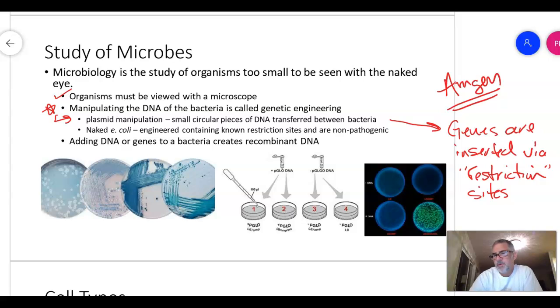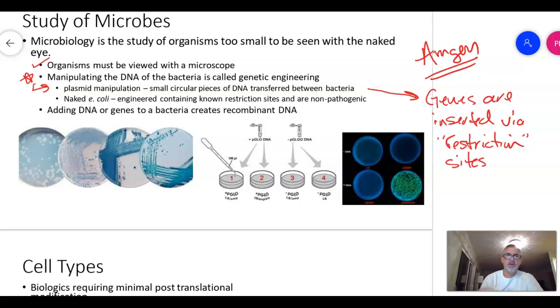So in plasmid manipulation, genes are inserted via restriction sites. A restriction enzyme is an enzyme that cuts DNA. We engineer these restriction sites to be complementary, or to match the DNA that I want to stick in there. Now we're going to talk about that much more in the next chapter. But we can engineer these restriction sites inside plasmids. And then we can get these plasmids to upload into bacteria, and then they can produce stuff.